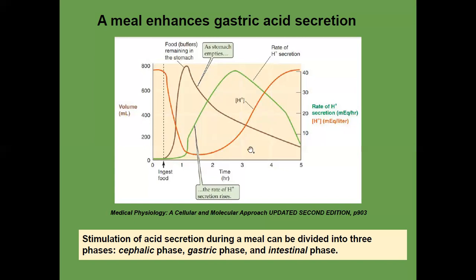So in GI physiology, the meal can stimulate your gastric acid secretion, and people believe the stimulation of acid secretion during a meal can be divided into three phases, which we call cephalic phase, gastric phase, and intestinal phase.